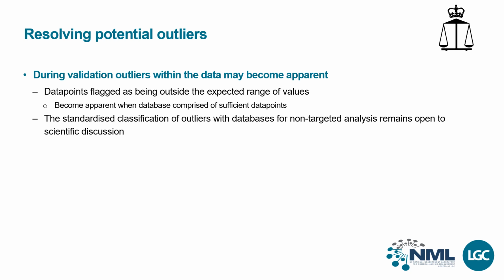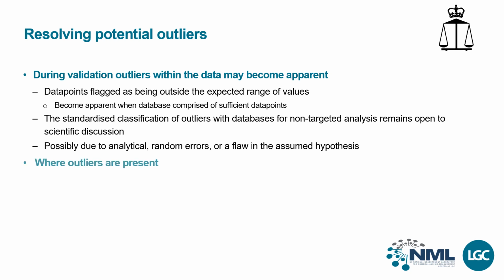Standardized classification of outliers with databases for non-targeted analysis remains open to scientific discussion. They may be the result of analytical and random errors, or in some instances, as the result of a flaw in the assumed hypothesis. When outliers are present, the first action undertaken will be to confirm that they are not due to analytical or random errors.